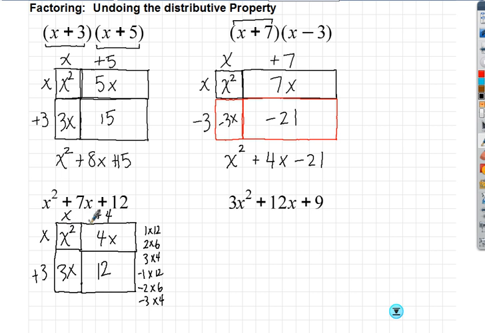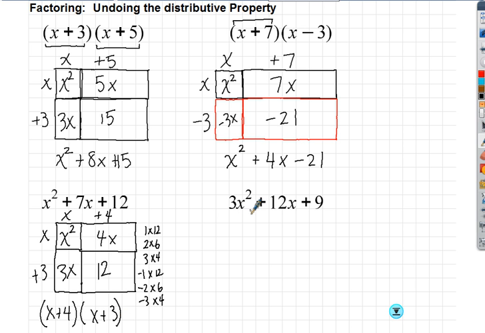So my original dimensions were x plus 4 times x plus 3. And what I did there was I factored, or I undid the distributive property.